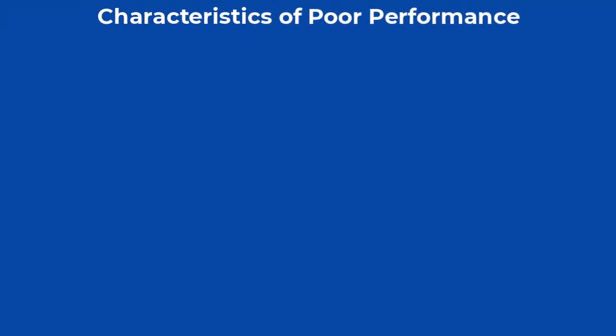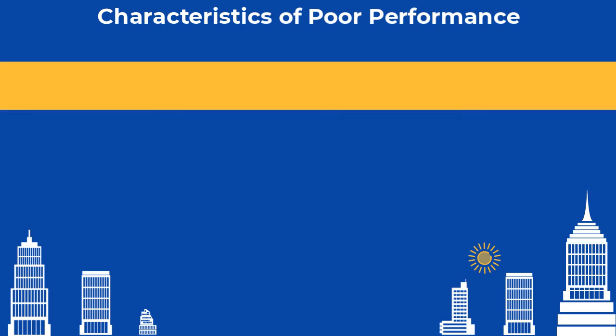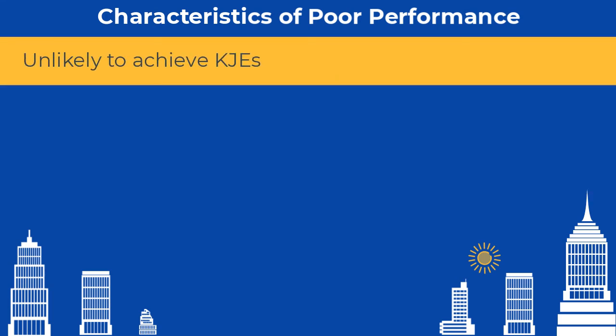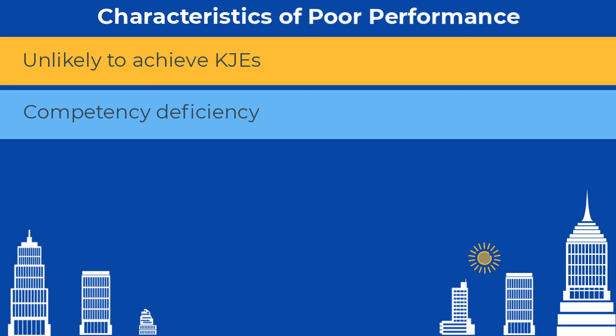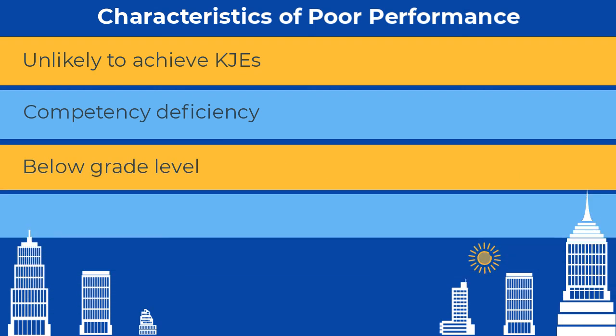Supervisors may reference the characteristics of poor performance, which are available on Employee Central, when determining if performance intervention is needed. Characteristics of poor performance include instances where an employee is not likely to achieve their KJEs, is not demonstrating one or more of the agency's performance competencies, such as communication or critical thinking, is not performing at their grade level, not delivering results, and/or is exhibiting problematic behaviors that impact performance, such as taking excessive unscheduled leave.